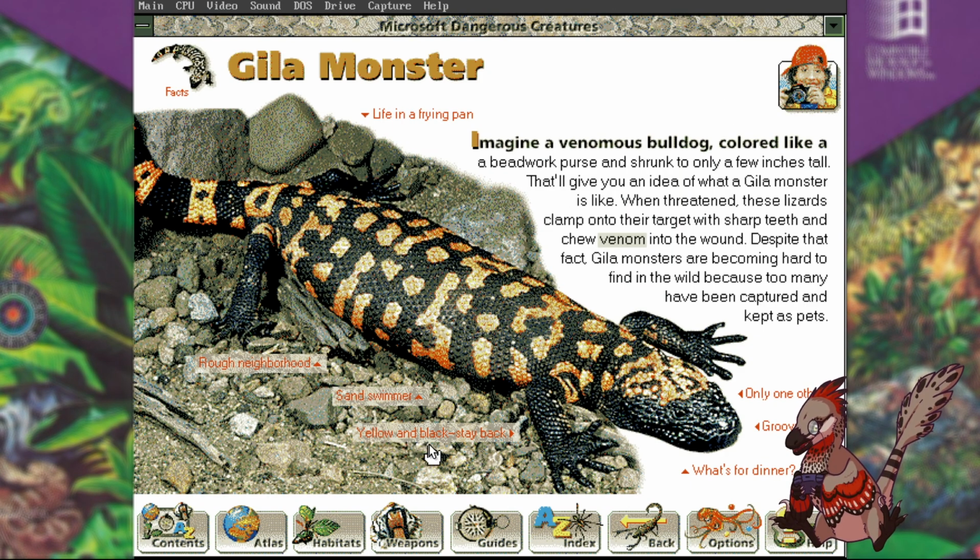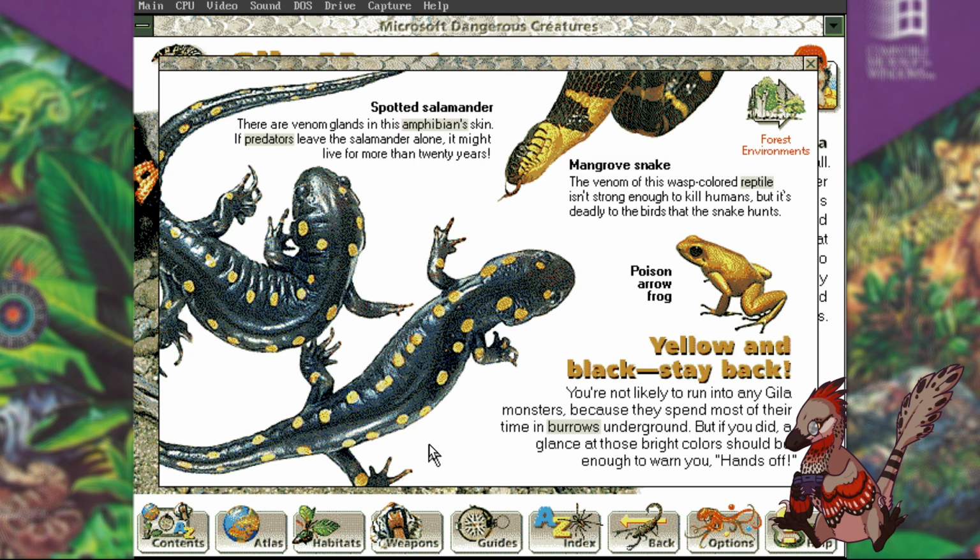Yellow and black stay back. The colors yellow and black often signal that an animal carries venom. Well, that's good to know. Spotted salamander. There are venom glands in this amphibian's skin. If predators leave the salamander alone, it might live for more than 20 years. Wow, that's actually really old.